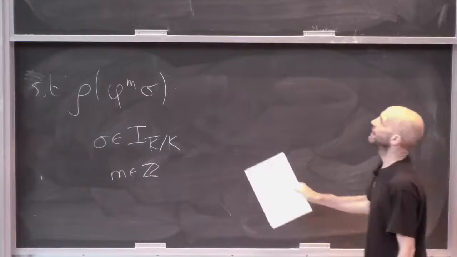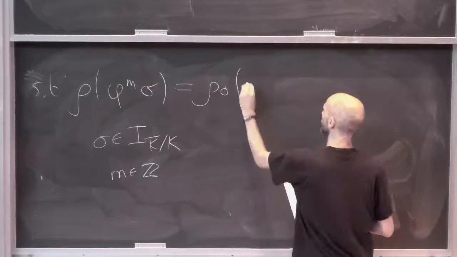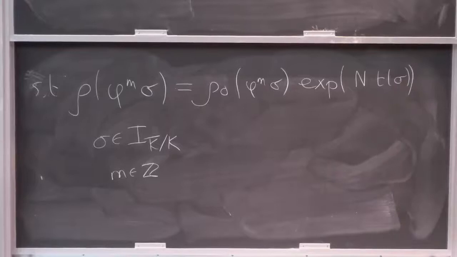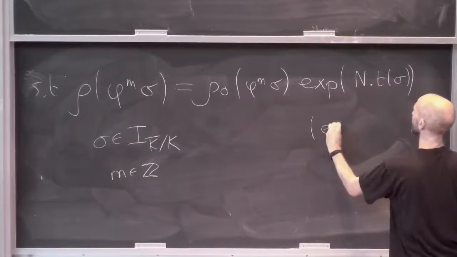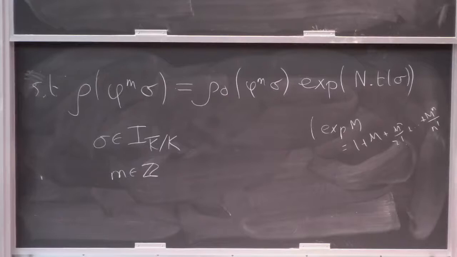Somehow, knowing rho on the Weil group is the same as knowing rho, because the Weil group is dense in the Galois group. So rho of phi to the m sigma turns out to be rho_0 of phi to the m sigma multiplied by exp of N times t of sigma. So N is a nilpotent matrix. So N times t(sigma) is a nilpotent matrix. And exp of a nilpotent matrix is just 1 plus N plus N squared over 2 factorial, up to N to the n over n factorial, right? You don't need to go any further, because after a while the powers of N will be zero. So there's no issue about infinite sums. It will just always converge because it's a finite sum.